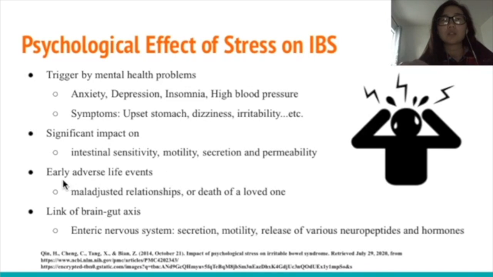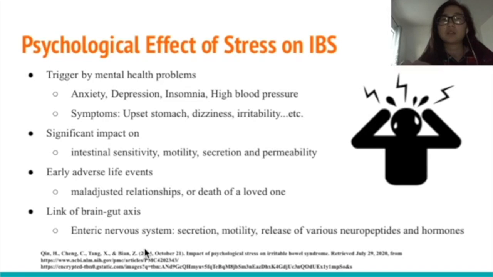Studies have also demonstrated that early adverse life events are associated with the prevalence of IBS, such as traumatic experiences during childhood, for instance events like maladjusted relationships or the death of a loved one. A mention of the brain-gut axis was made in the slides before, but a link formed between psychological stress and IBS will originate from the brain-gut axis.